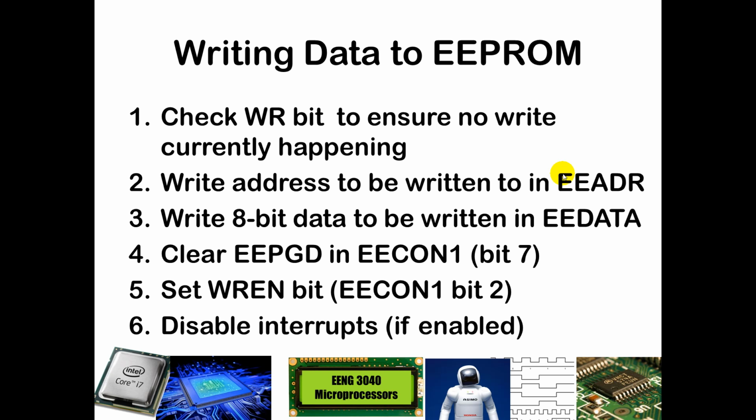Then you're going to clear EEPGD. Again, that is what determines you're dealing with EEPROM data. Then you want to set WREN. That basically gives you permission to go ahead and write. You want to turn off any interrupts because you don't want to get interrupted partway through an EEPROM write. So you can just clear the GIE bit if it happened to have been set or you're using interrupts.